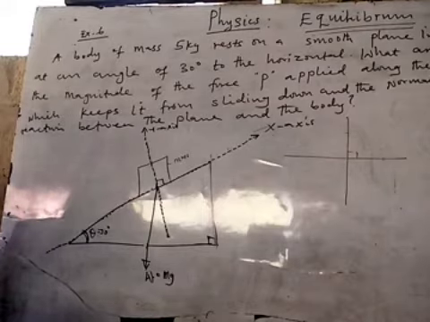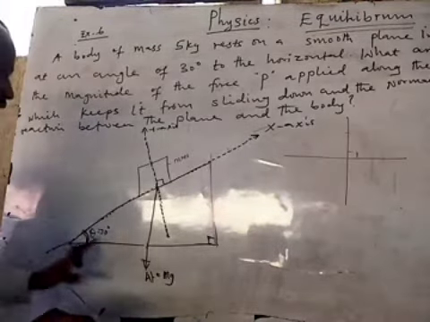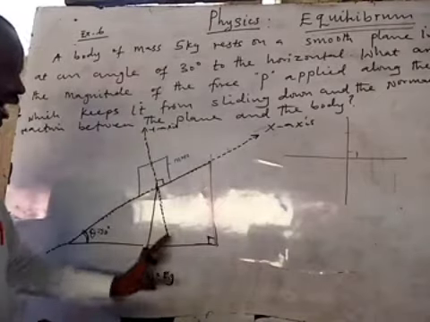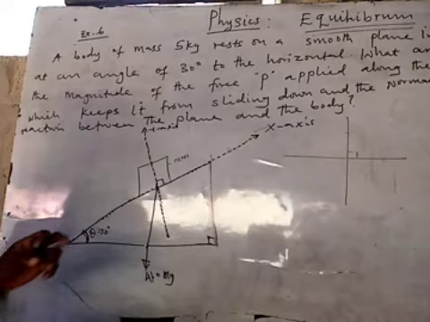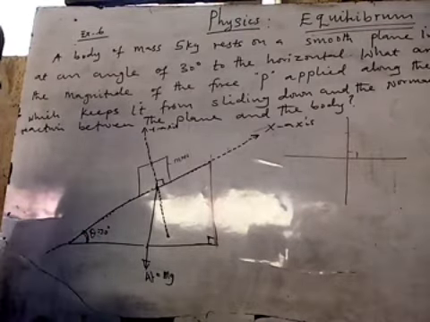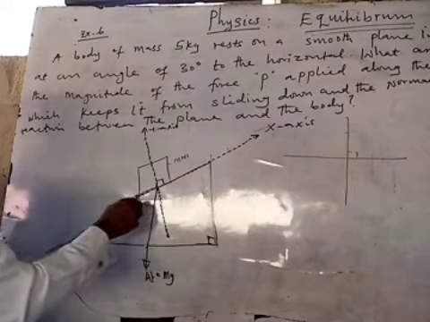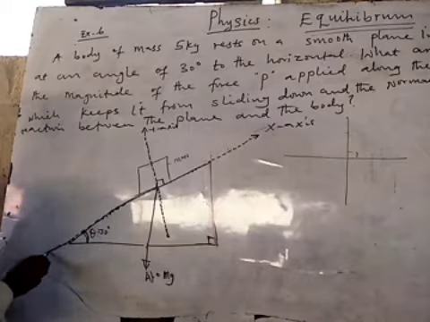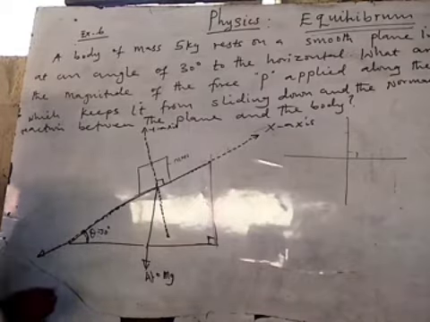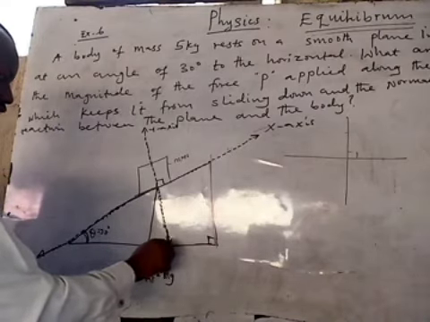Now, we want to see what happens in this case. We want to see all the forces that act on this mass, which made it to be at rest or in a state of equilibrium. First and foremost, you observe something. This is our x-axis, as we have taken it, and this axis now is your y-axis.